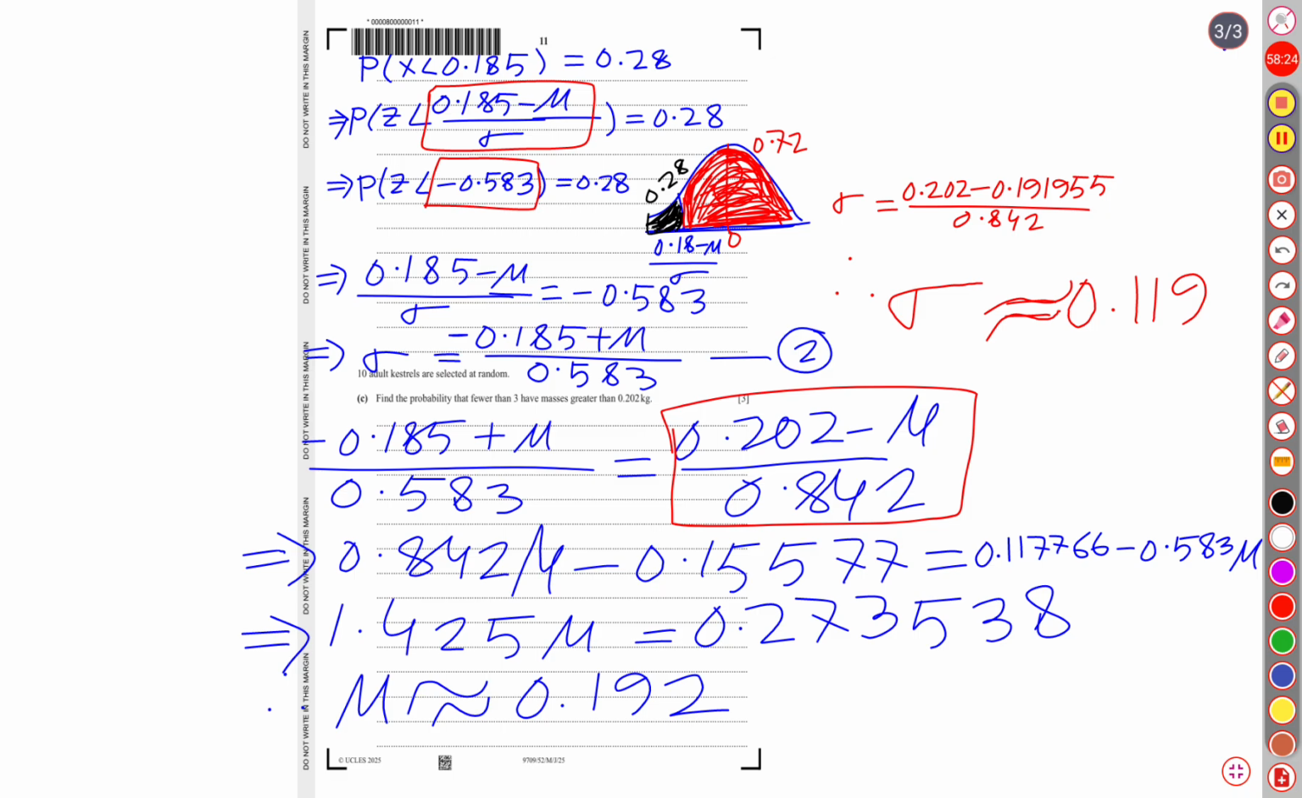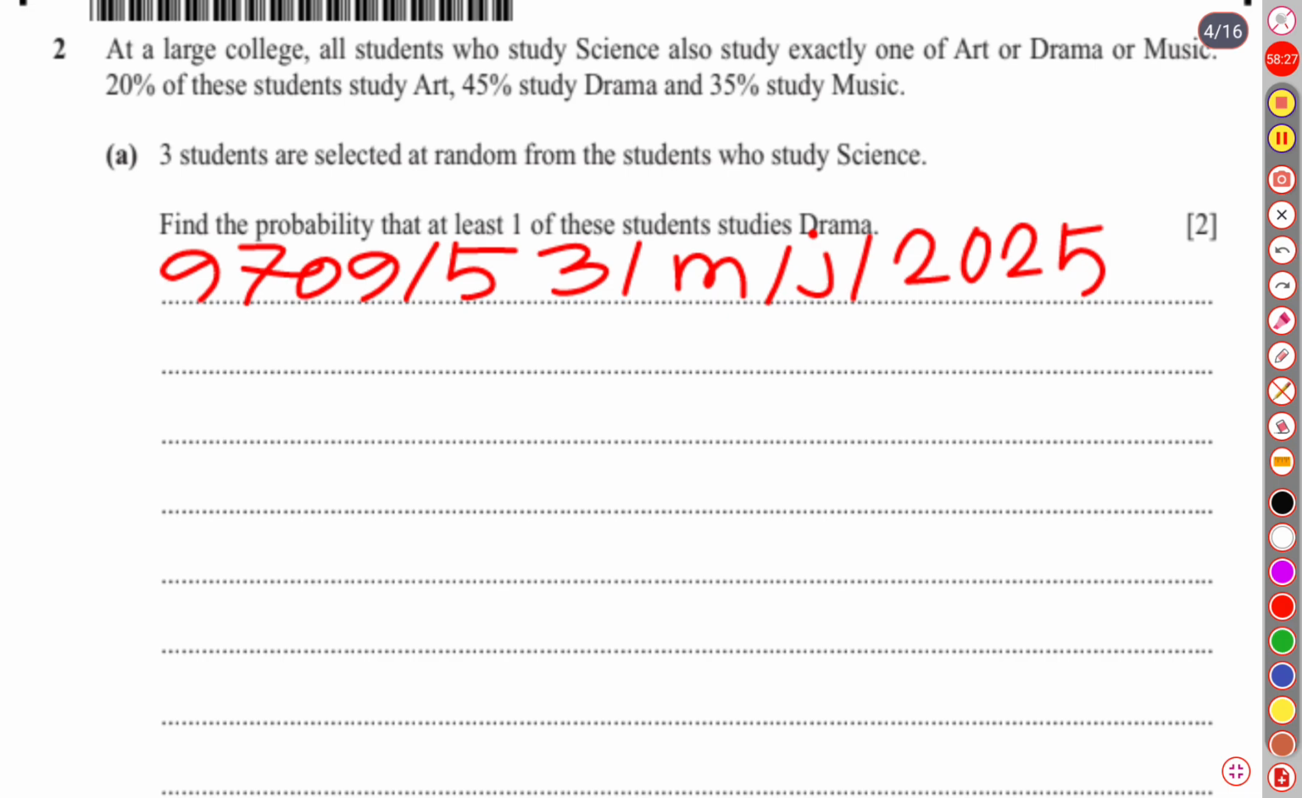Well, let's see the next question. We have selected the next question from paper 9709/53 for the session May June 25, and we are going to solve question number 2. At a large college, all students who study science also study exactly one of art or drama or music. 20% of the students study art, 45% study drama, and 35% study music. Three students are selected at random from the students who study science. Find the probability that at least one of the students studies drama.